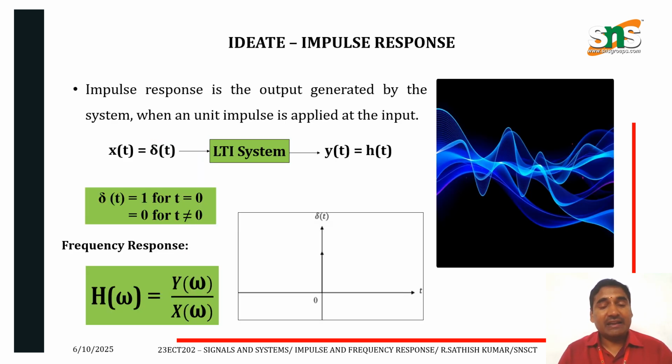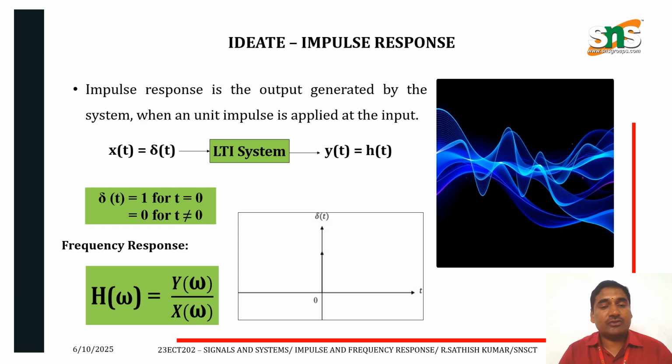And then the impulse response. Impulse response is the output generated by the system when the unit impulse is applied at the input. x of t equal to del of t is applied to a linear time invariant system, which produces as output y of t equal to h of t. See, unit impulse is defined as del of t is equal to 1 for t is equal to 0, 0 for t not equal to 0.